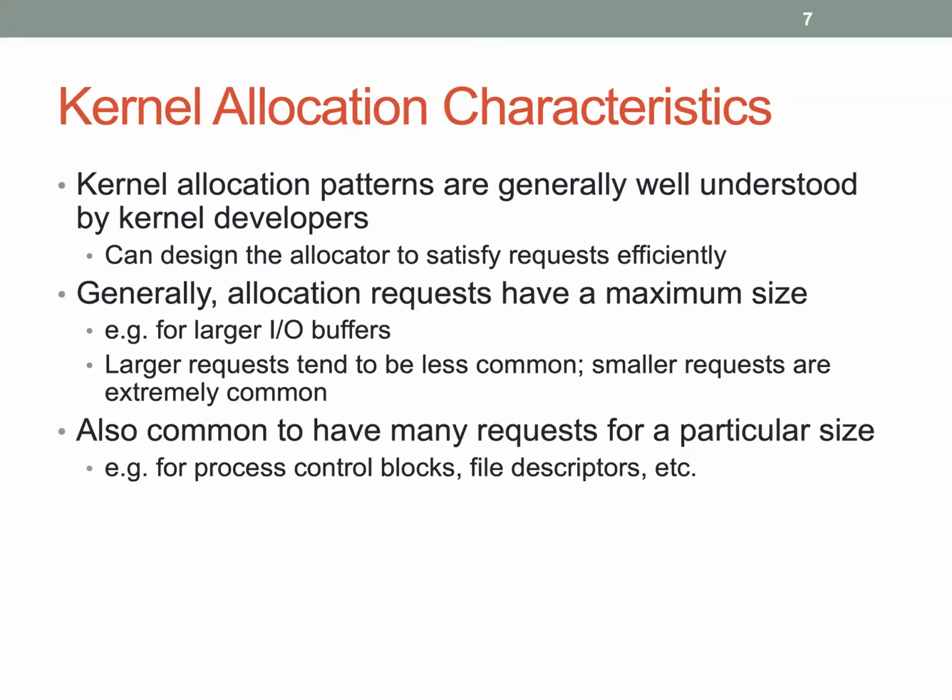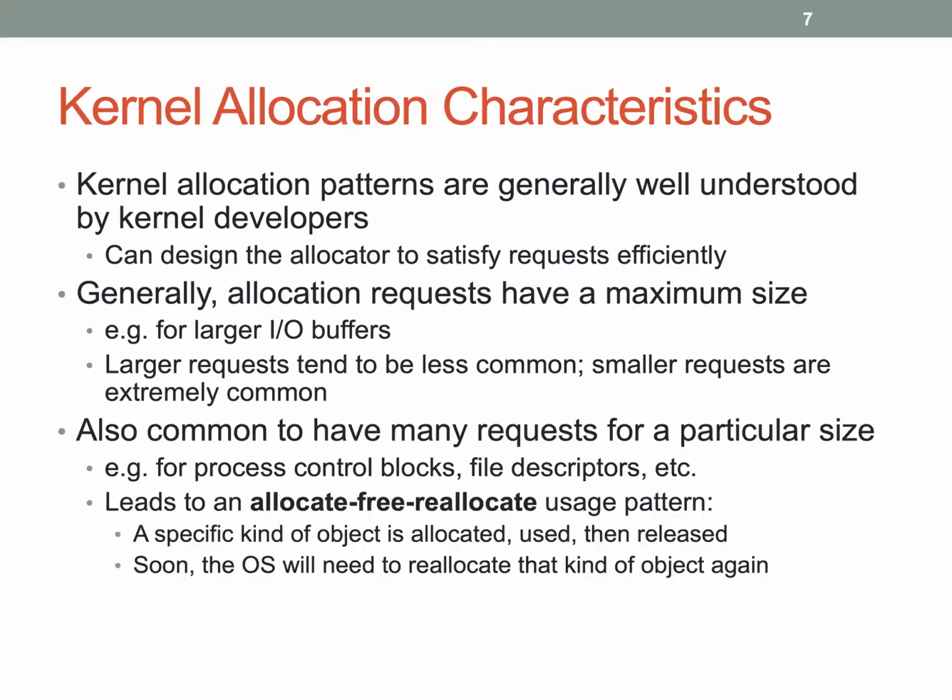Now, it is also common to have many requests for a specific size. You've got a bajillion processes being constructed and forked and then terminating. You've got files being opened and closed, so you need to allocate your file structs, or you need to keep track of the offset in the current file that a process has opened. So you have a lot of allocation requests for a particular size.